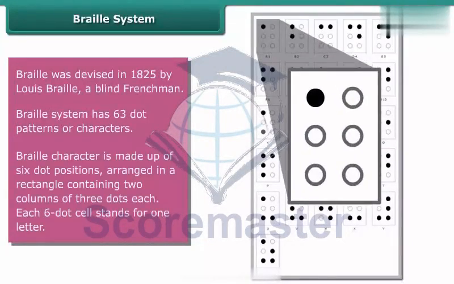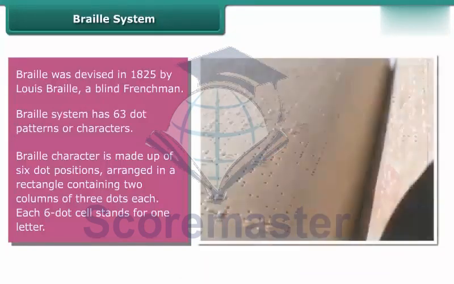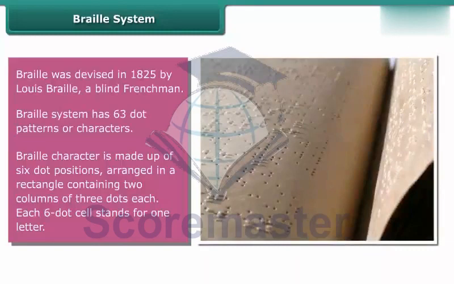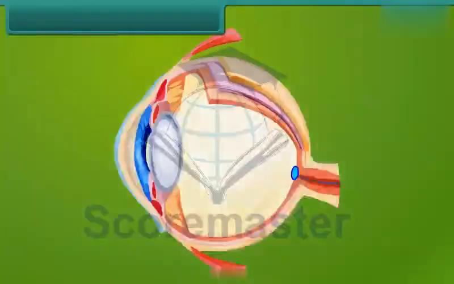Braille character is made up of 6 dot positions arranged in a rectangle containing 2 columns of 3 dots each. Each 6 dot cell stands for 1 letter. Each character represents a letter, a combination of letters, a common word, or a grammatical sign. Visually challenged people learn Braille system by beginning with letters, then special characters and letter combinations.